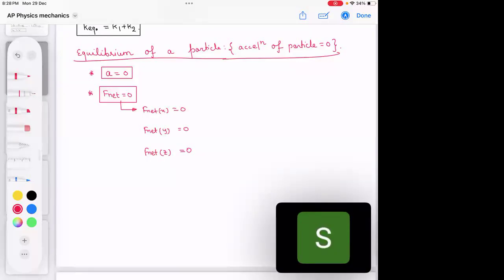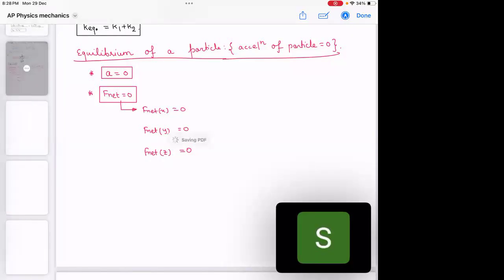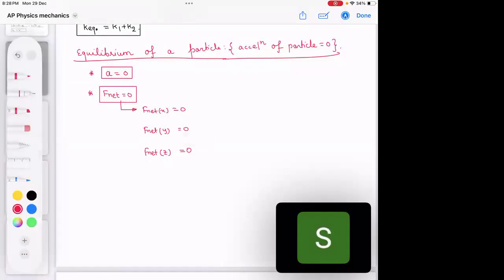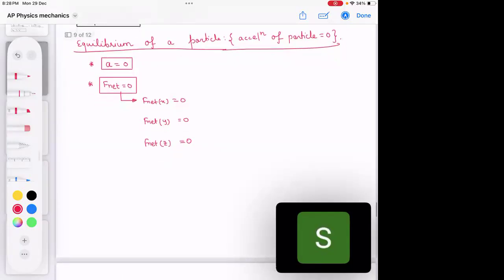you make that net force zero. But sometimes in the question, what will happen? There will be two directions involved in the question. So we have to make net force equal to zero in which direction? In both the directions. If three directions are involved, then we have to make net force equal to zero in all three directions. Is that clear? Please tell me, did you understand the equilibrium of a particle?